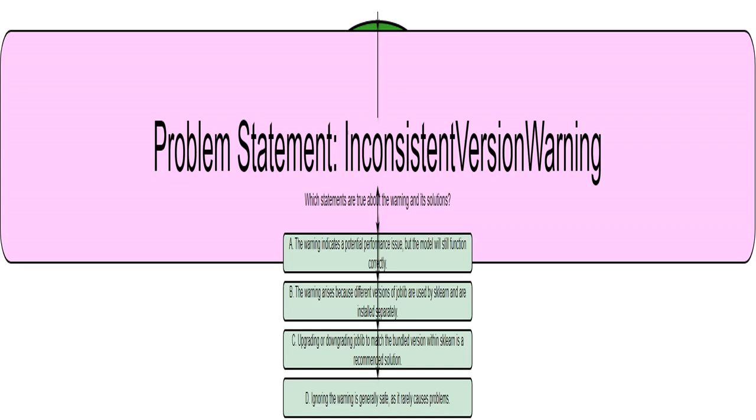This warning pops up in Sklearn, a popular machine learning library. It tells you that there's a mismatch between the version of joblib, a library Sklearn uses for parallel processing, that's included inside Sklearn, and the version of joblib you've installed separately in your Python environment. Think of it like having two slightly different versions of the same tool in your toolbox.